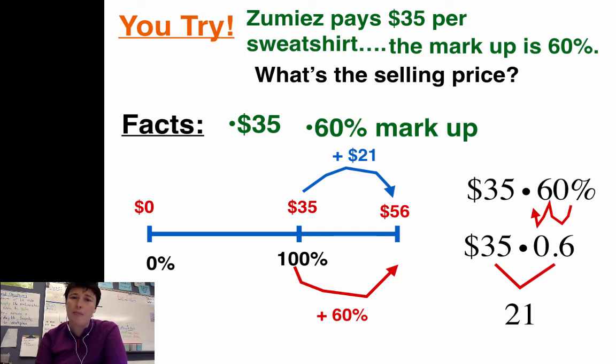But the store doesn't keep all 56. They only get to keep 21 of that. The rest goes to paying for the cost of getting it to the store. So again, that's markup. So $56 is the price you paid.